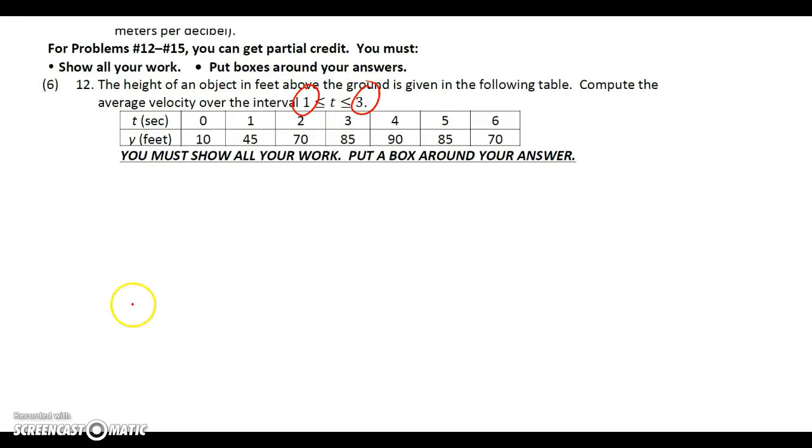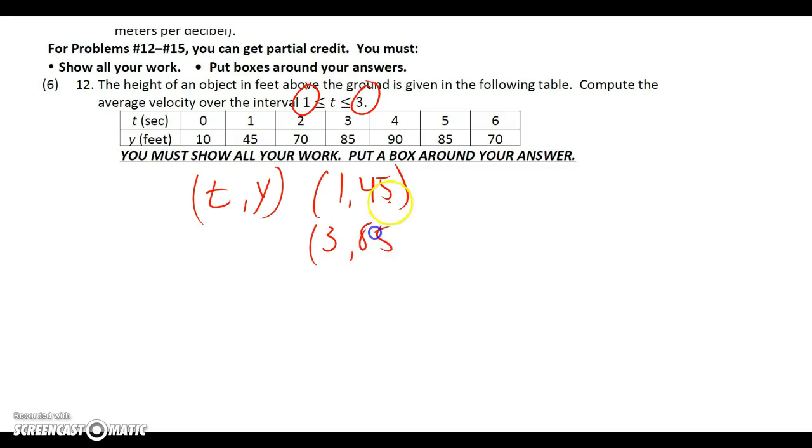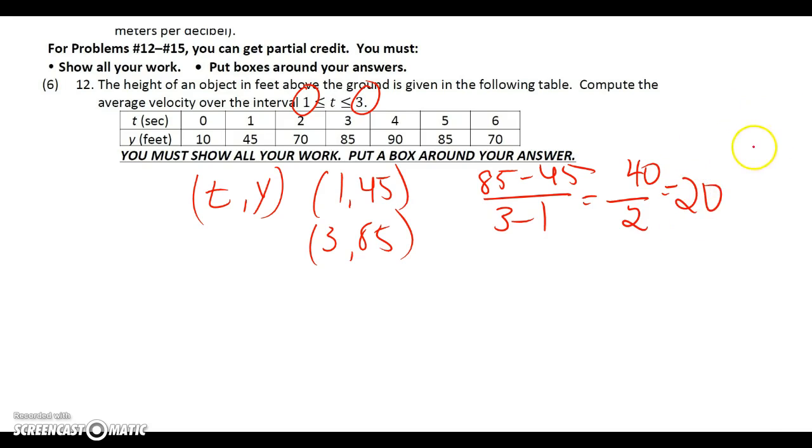Well, at t equals 1, basically the points look like this. 145 and 385. Let's take the slope. 85 minus 45 over 3 minus 1 equals 40 over 2 equals 20. Look at my units, feet per second. Always make them match. Yeah, 20 feet per second.